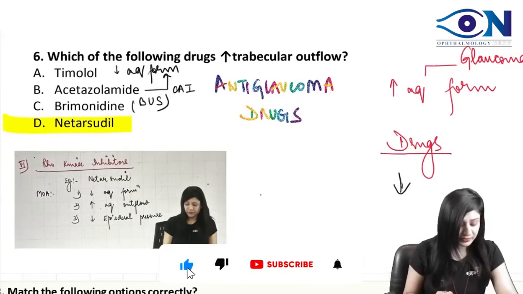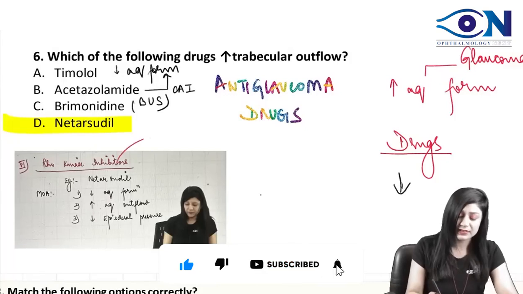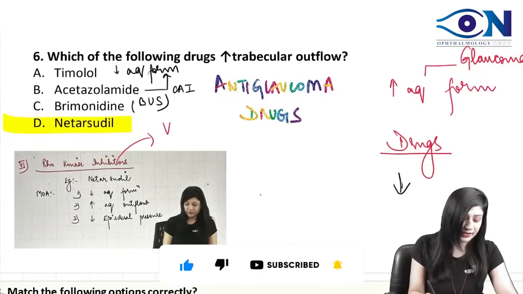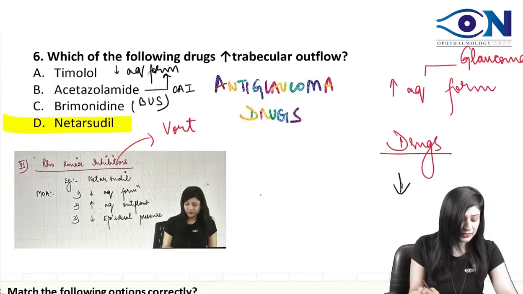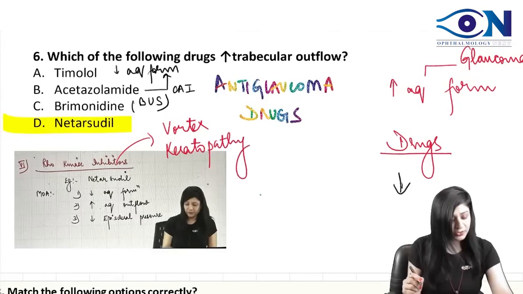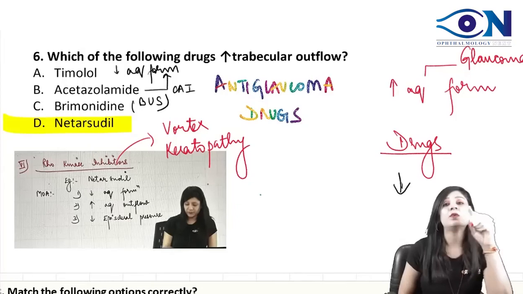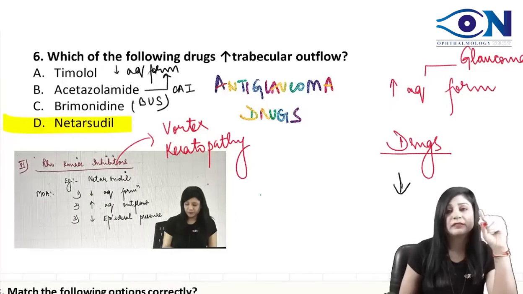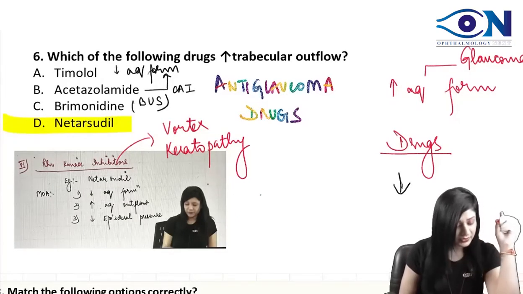Very good, Kamran. So the side effect here is vortex keratopathy. Yes, you are also correct. Everybody has given the right answer. Very good. It is vortex keratopathy, also called cornea verticillata. Vortex keratopathy or cornea verticillata.